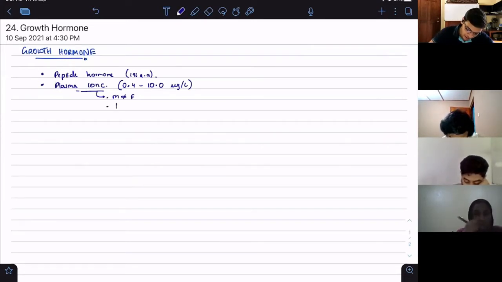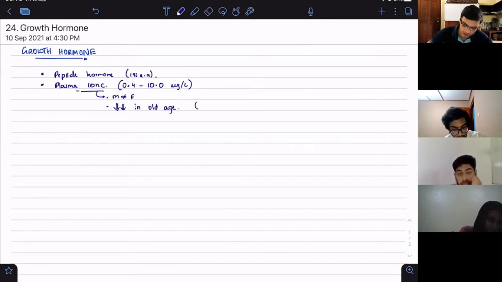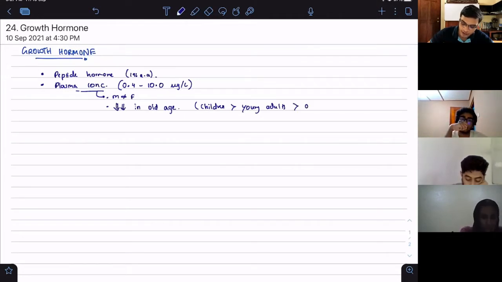The other thing you need to know, guys, is that this range reduces in old age. So how it goes is, children have the most, then you have young adults, and finally you have old individuals, especially if they are somewhere around the age of 60 and above. They have the least amount of growth hormone.